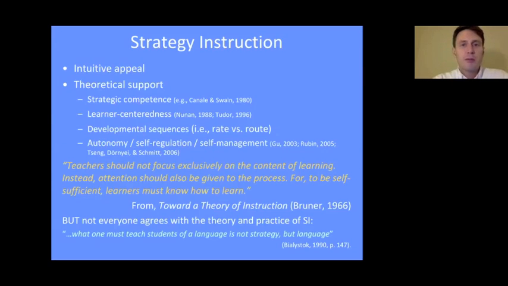More support came for strategies under other movements taking place in broader educational circles related to learner-centeredness, and other psychological and educational movements. And in SLA, people talk about developmental sequences, and in educational psychology, also this idea of autonomy, or what's been termed self-regulation or self-management. Also popular theoretical topics which tie in really nicely to the realm of strategies and strategy instruction.